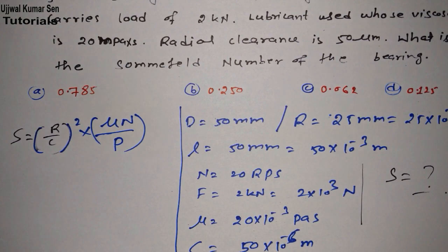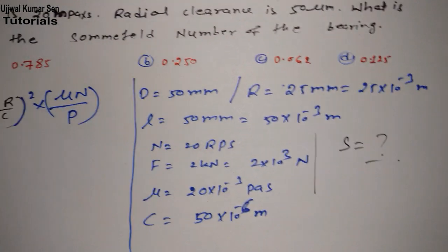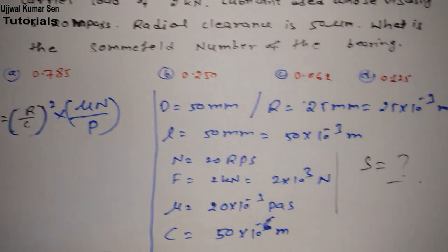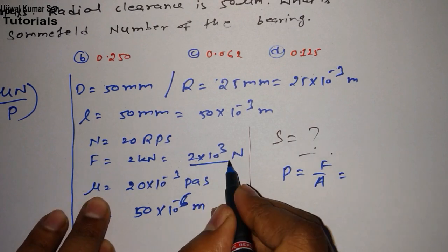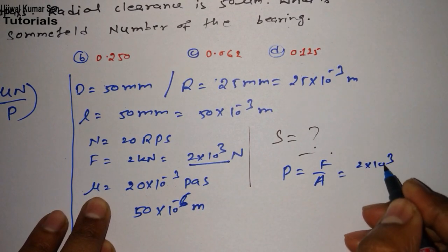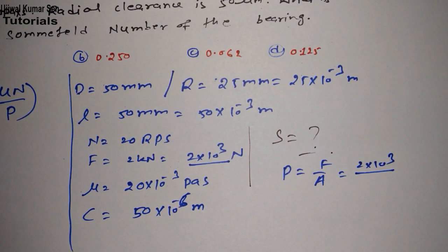As I have shared with you, P is pressure. So we don't have given pressure. So for finding out Sommerfeld number, we have to get pressure. So what is pressure? Basically force by area. What is force? We have given, that is 2 multiple 10 to the power 3. Force is also known as load, right?